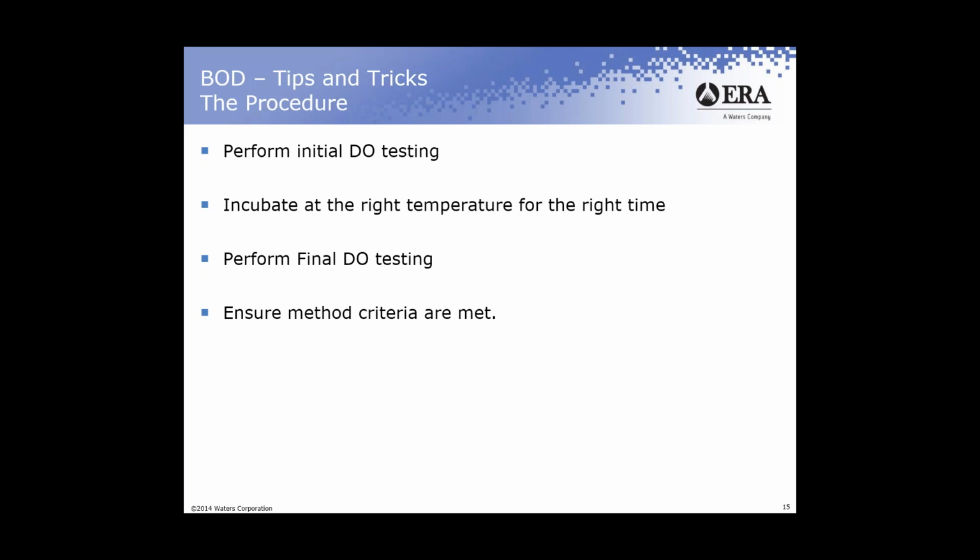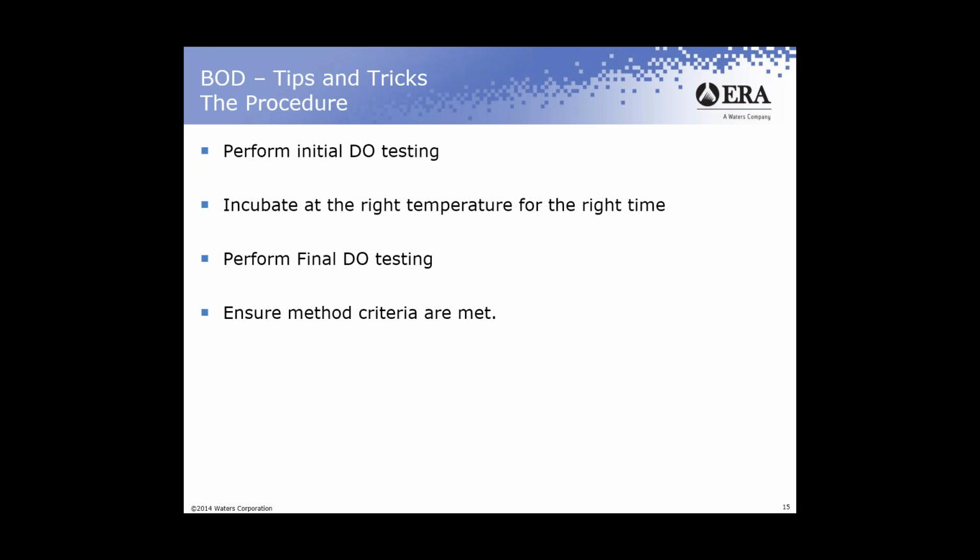Make sure when you perform that final DO test, okay, you're meeting your method criteria. Minimum of 2 milligrams per liter of DO uptake and at least 1 milligram per liter of residual left over. Not meeting that method criteria is going to cause erroneous results. So ideally, you want to have at least 1, if not more than 1.